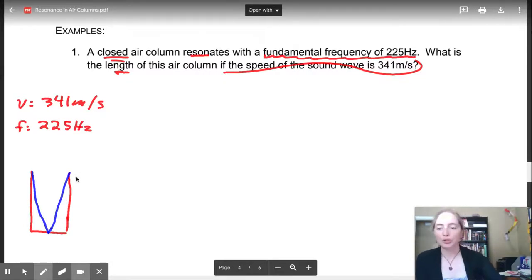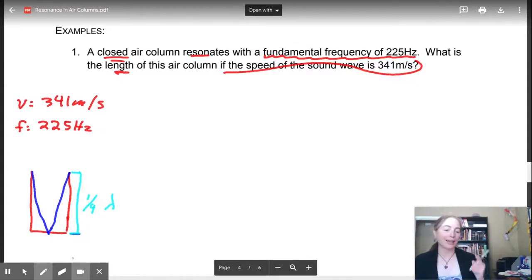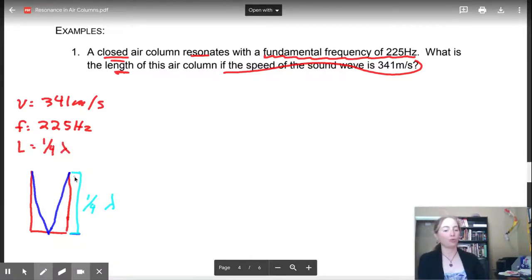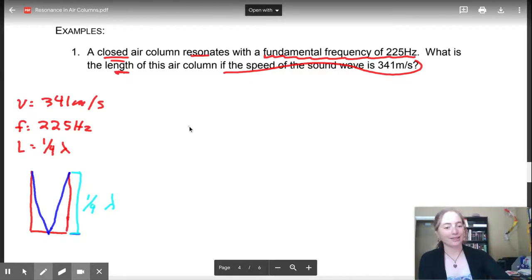Remember, the distance between a node and an antinode is what amount of a wavelength? A quarter wavelength. So the distance from here, let's switch colors, from here to here is a quarter of a wavelength. So the length of the tube must be equal to a quarter of that wavelength. That is going to be a key. The length is going to equal a quarter of the wavelength. Ladies and gentlemen, that is the important point. That's the tricky part of this question.